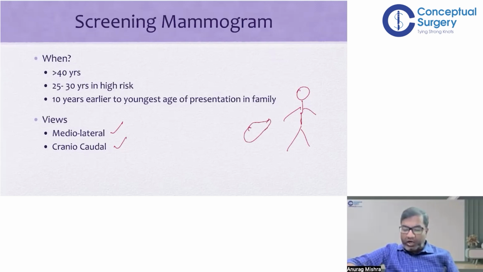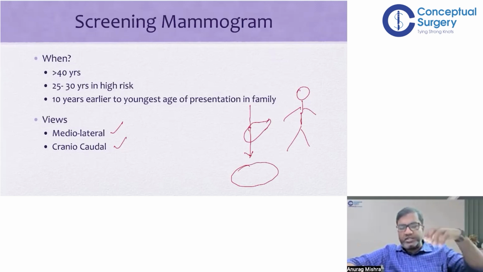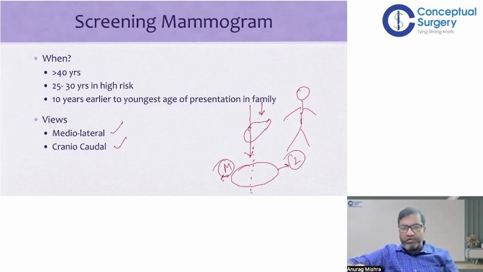Now, craniocaudal means the beam is falling from the cranial end to the caudal end. And then obviously you get a two-dimensional image of this breast tissue like this. It is as if we are seeing the breast tissue from the top. If I'm seeing from the top, I divide it into two parts: this will be medial, and this will be lateral. So whenever we are seeing a craniocaudal image, it divides the breast into medial and lateral parts. So this is the craniocaudal view.